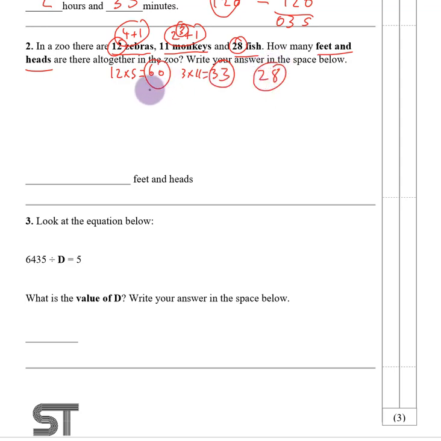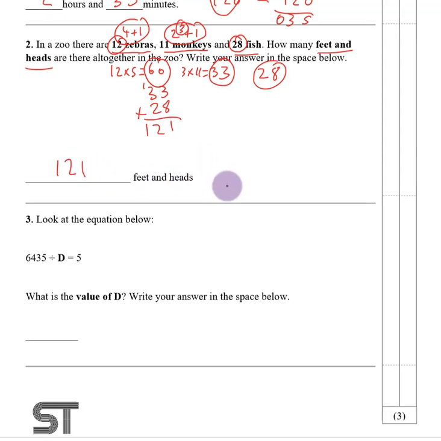So we'll just add together what we've got. The 60 added to the 33 added to the 28. 3 add 8 gives me 11, and then 6 add 3 is 9, add 1 is 10, add the 2 is 12. So we've got 121 feet and heads in total in the zoo.